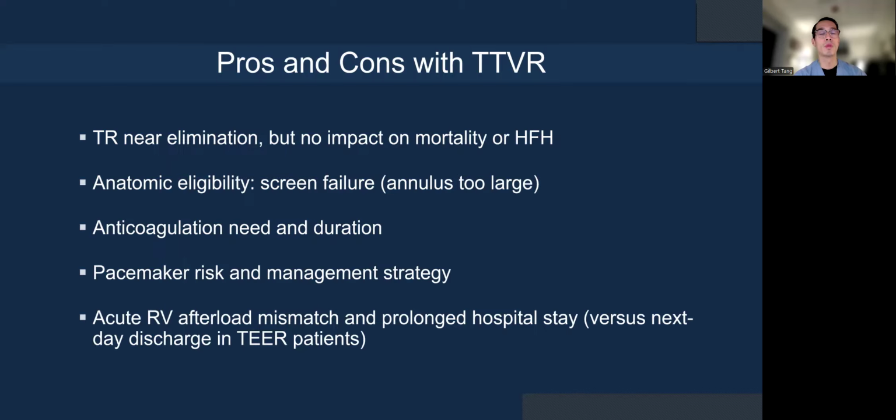And there is also a concern of acute RV afterload mismatch and prolonged hospital stay with these patients. So we typically bring them in ahead of time, put them on IV milrinone to prehab and precondition the right ventricle, and also diurese them aggressively to make sure they don't get volume overload and are able to tolerate the TR elimination. However, these patients typically stay 3 to 4 days, as you saw in the trial, versus next-day discharge with tricuspid TEER.